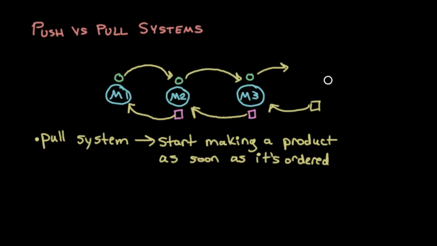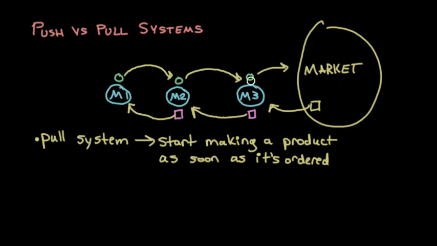A factory with a pull system is entirely dependent on the market. This is kind of our market over here. And it's almost like the market is pulling the products from the factory. As the demand in the market goes down, the factory just produces fewer products because there are fewer demand signals going in. And as demand in the market increases, more demand signals go in, more products come out.